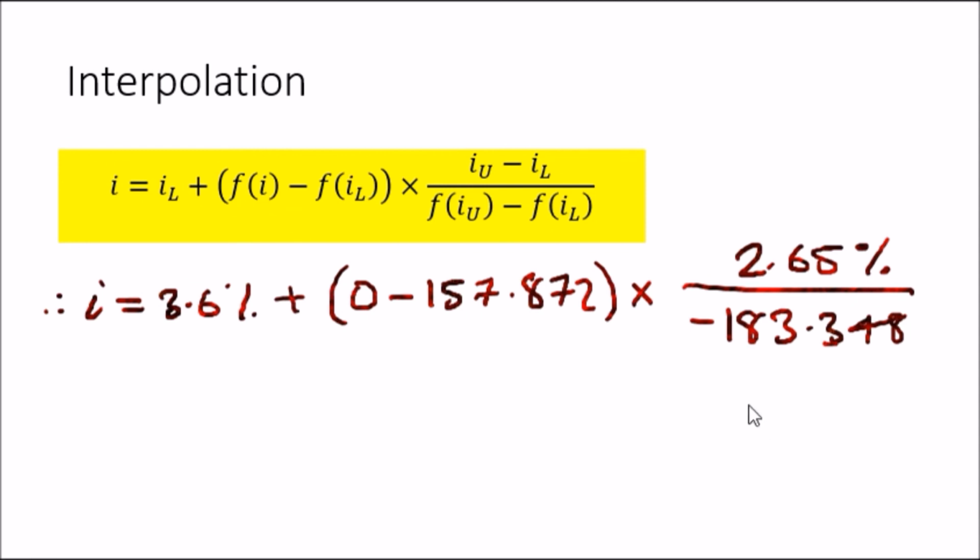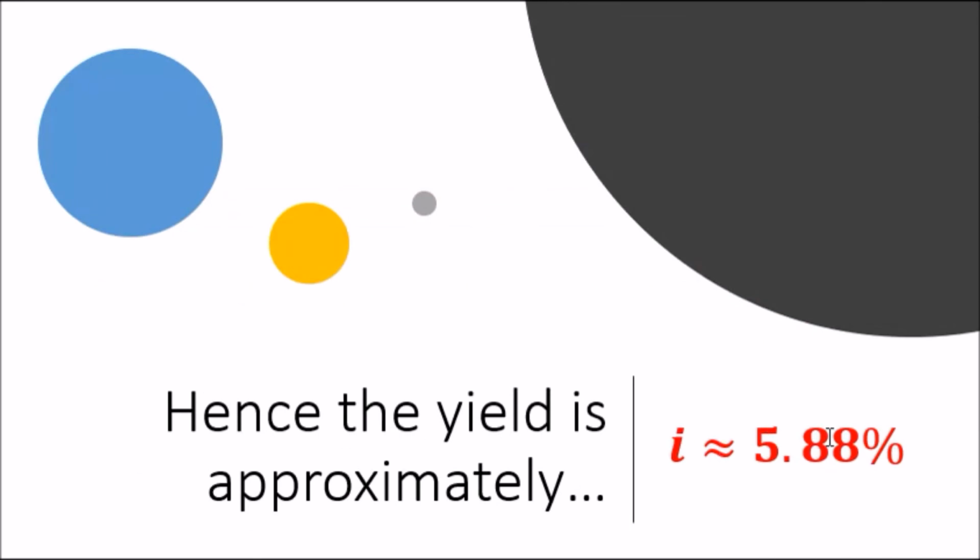So now plugging this into the formula, make sure you get 3.6% plus the difference between the functions, which should be negative 157, 0 and that. The difference between the yields should be this, and the difference between functions should be negative. So these two negatives become a positive. So this would be a small increase over the lower bound. And finally, the yield is approximately 5.88%. Voila, and that is between the two bounds.